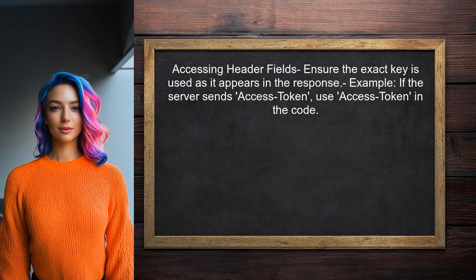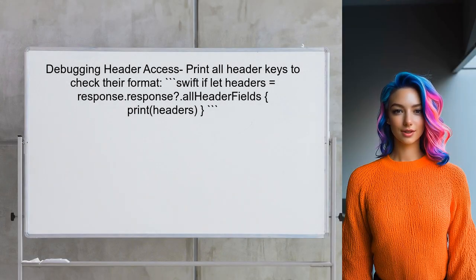Next, the user should check how they are accessing the header fields. In the provided code, the user is trying to access the access token header using different case variations. However, they should ensure that they are using the exact key as it appears in the response. The user can also print all the keys in the allHeaderFields dictionary to see how they are formatted. This will help identify the correct casing to use when accessing specific headers.